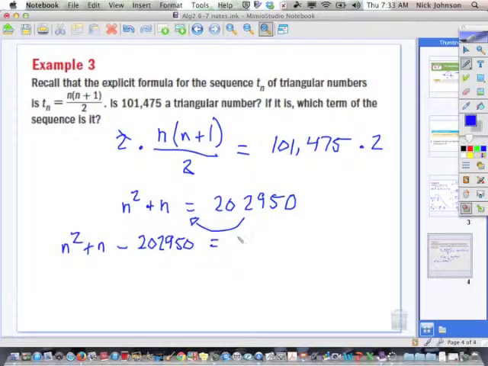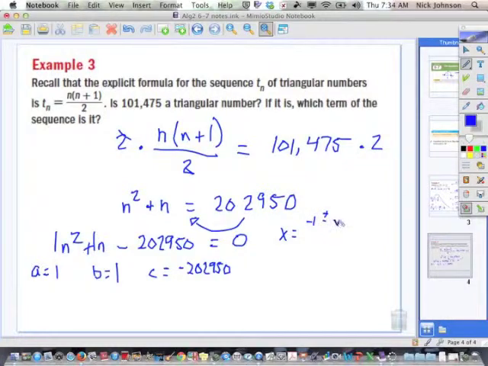Now all I have to do is move this to the other side: n squared plus n minus 202,950 equals 0. So my a in this case is 1. My b in this case is 2. My c in this case is negative 202,950. Sorry, my b in this case is 1, not 2. My b in this case is 1. So 1, 1, and then that number. So x equals negative b, so negative 1, plus or minus the square root of b squared, so 1 squared minus 4 times a, which is 1, times c, which is this big number. Sorry, I ran out of room. Divided by 2 times a, which is 1.